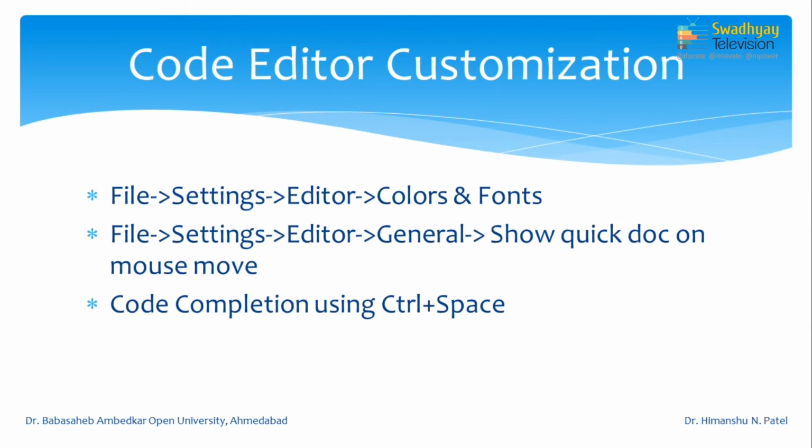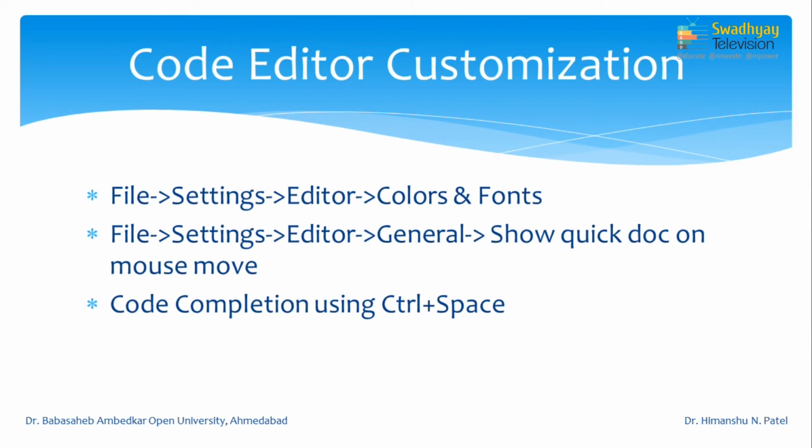Next is a setting which is useful for showing quick help for your code. For that you have to go to the file menu, then settings option, then editor, then you have to select the general option and inside that you have to check the option called show quick doc on mouse move. You can also specify the delay by which help will be shown whenever the mouse is moved over the code. This option is helpful for showing help whenever you move your mouse over some code in your code editor.